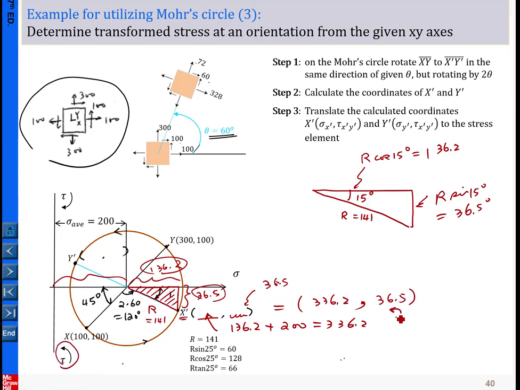Let me label that one here. Under this case, let me draw it. Once we transform, this is our x prime, and this is our y prime. x prime has coordinates, the first one 336.2, and this one is 36.5, so this is 36.5.